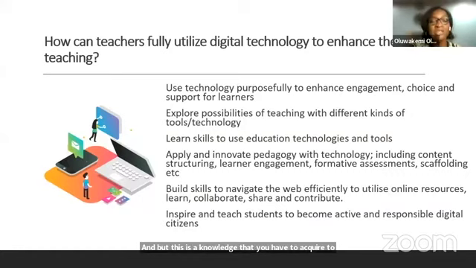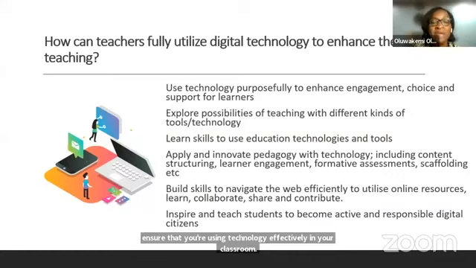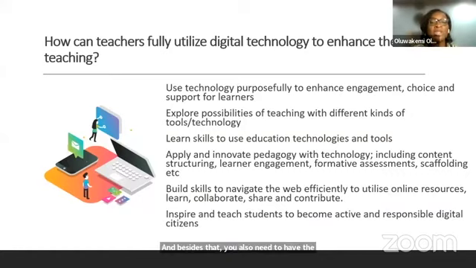And besides that, you also need to have the skill to navigate the web effectively, and not just for you, but also to teach your students how to be responsible digital citizens. Because once you begin to use digital technology in the classroom, your students automatically become digital citizens, and there are things that we need to know about the digital space to ensure that we are getting the best from it. So there's a lot to learn. There's a lot of knowledge apart from just having the tool know-how.